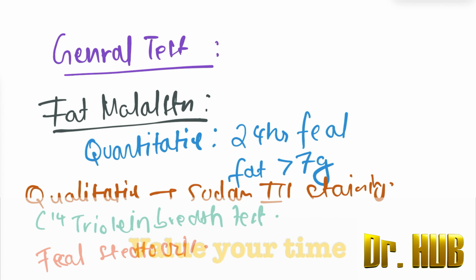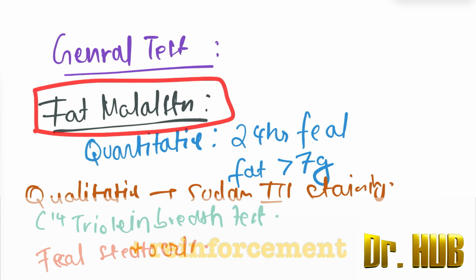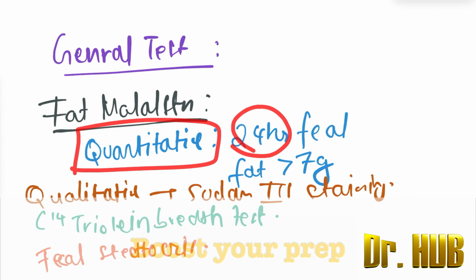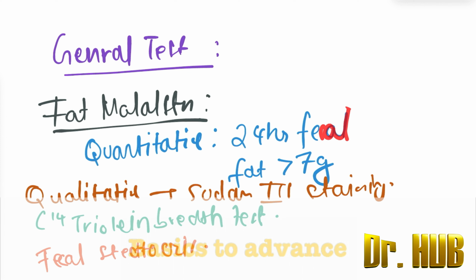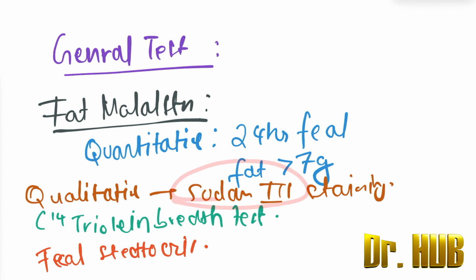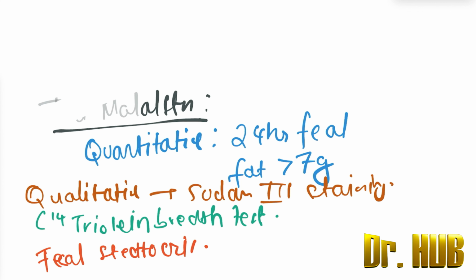Just to recap, we saw the malabsorption syndrome, and that we are looking at the general tests. Firstly, there is fat malabsorption. Under this, there is a quantitative, that is 24-hour fecal fat greater than 7 grams. And when you look at the qualitative, it includes the Sudan 3 staining, the C14 triolein breath test, as well as the fecal steatocrit.